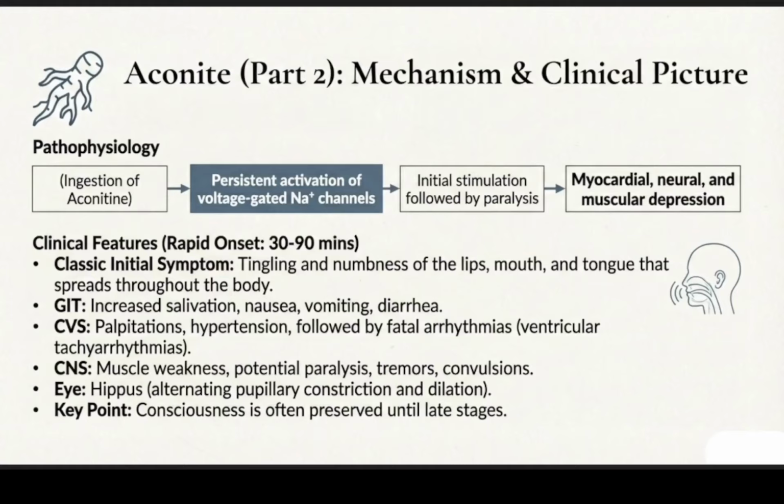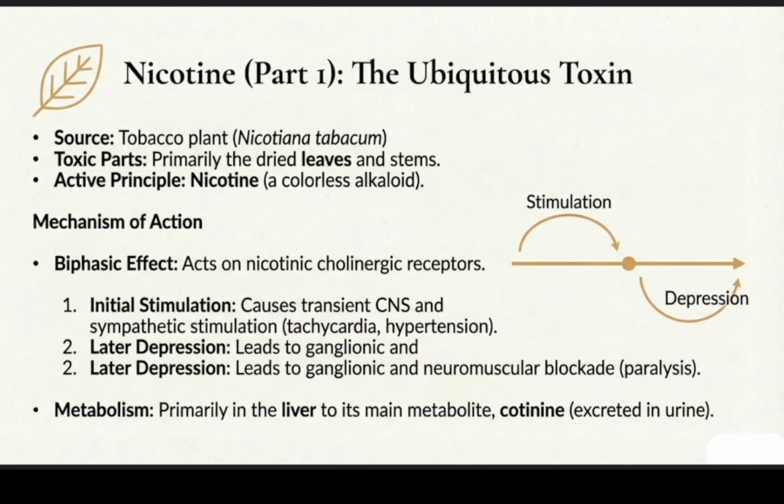Next is nicotine. Now over here, nicotine poison is from the tobacco plant, we all know, right? Nicotiana tabacum. Primarily the dried leaves and the stems are the ones which are toxic. So nicotine is a colorless alkaloid, which you have to remember. And what is the mechanism of action? The mechanism of action is a biphasic effect. Remember, they act on the nicotinic cholinergic receptor.